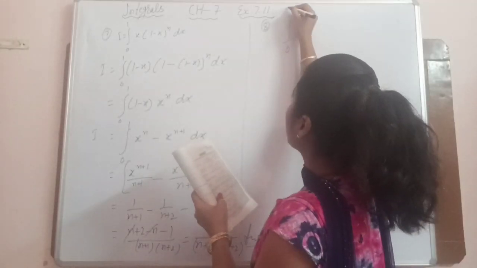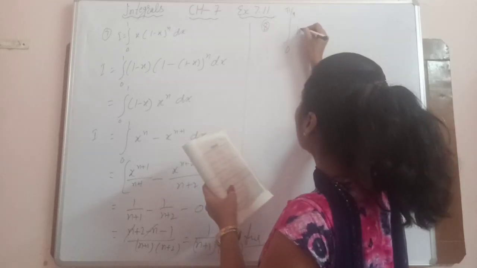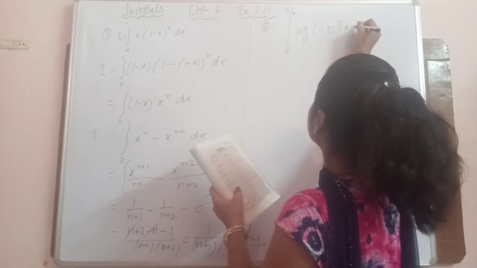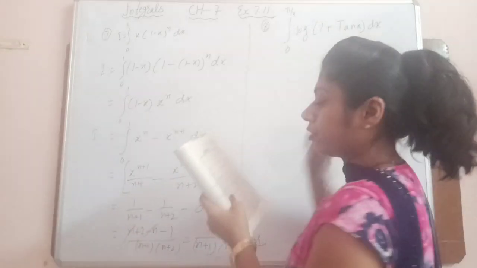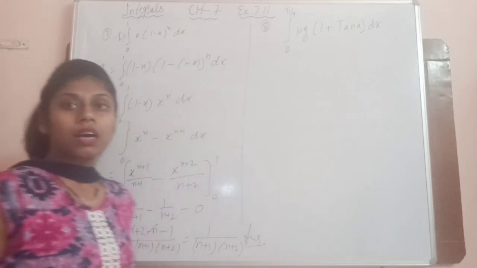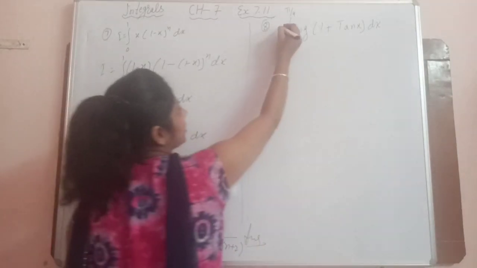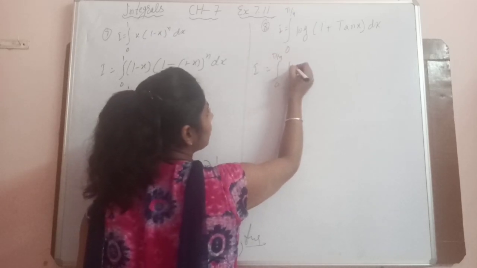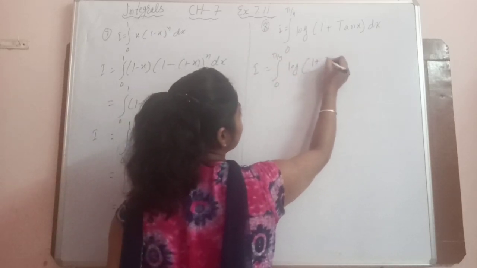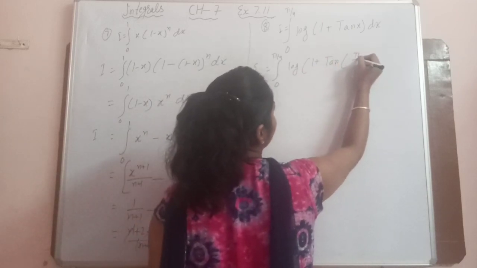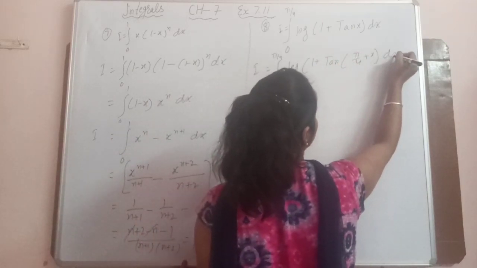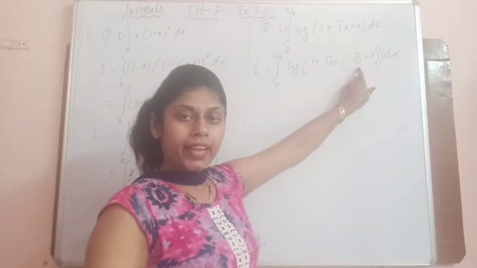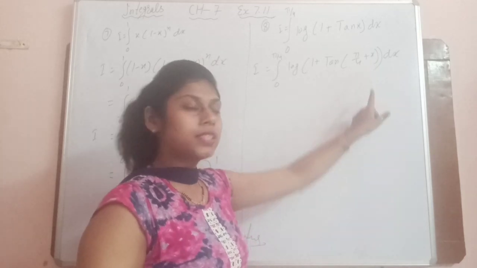The integration is 0 to pi by 4, log of 1 plus tan x. Here again we will apply the result, sum of the limits minus x. This is I. So 0 to pi by 4, log of 1 plus tan of (pi by 4 minus x). Now apply the result here, tan a plus b: tan a plus tan b upon 1 minus tan a tan b.